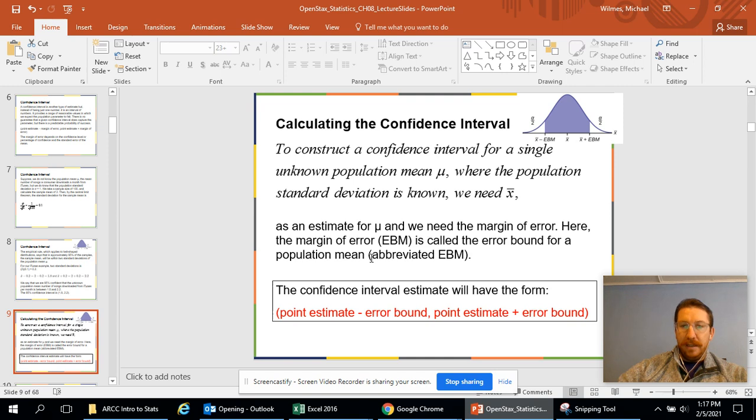And what we're going to do is calculate this margin of error, also known as the error bound measurement. So the error bound for a population mean, abbreviated EBM. So what we're going to do is take the point estimate and subtract this error bound, and we'll take the point estimate and add the error bound. So if we look up here, the average is right down the middle. We're going to add this error bound and subtract it, and that gives us the interval on the left and right side.